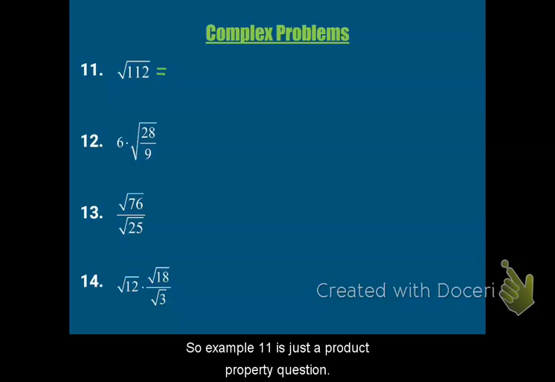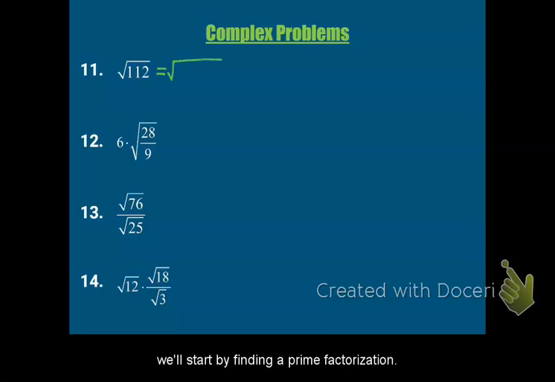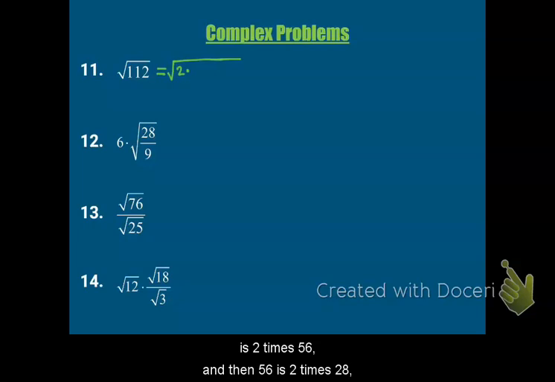So example 11 is just a product property question. Remember, for these, we'll start by finding a prime factorization. So prime factorization of 112 is 2 times 56, and then 56 is 2 times 28, and then 28 is 2 times 14, and 14 is 2 times 7.